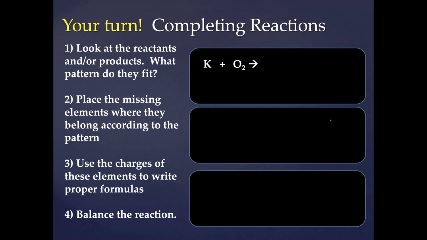Here we're given reactants of potassium and oxygen. Two elements are combining. They'll form a compound. The compound will contain potassium and oxygen. On the periodic table, potassium has a +1 charge and oxygen has a -2 charge. Therefore, drop and swap will give us a formula of K2O. We always balance it after we've done this.